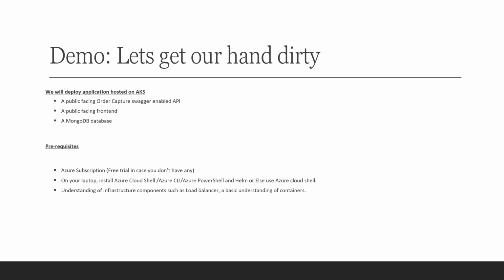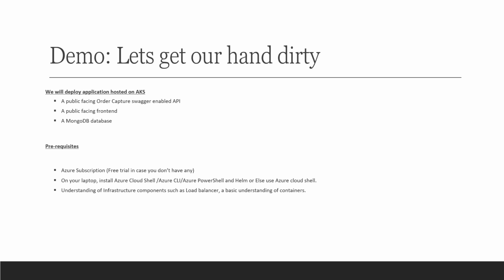So let's go into the lab. What we would be doing is creating applications on AKS, where we would be deploying a MongoDB database, a public front end, which will hit the ingress controller, and the order capture API, which will interact with the Mongo database and pick up the secrets from there in terms of username, password, and hostname, and make a connection to the database.